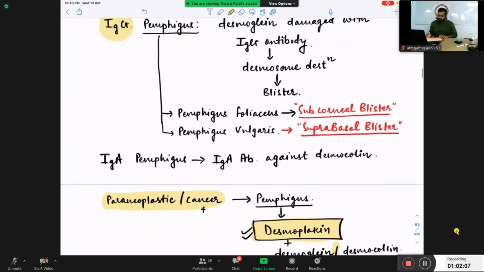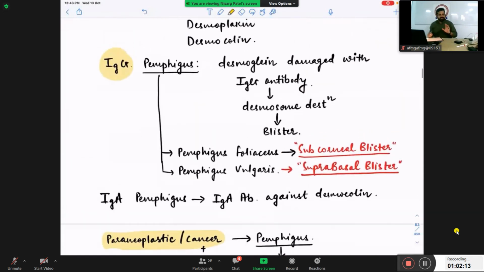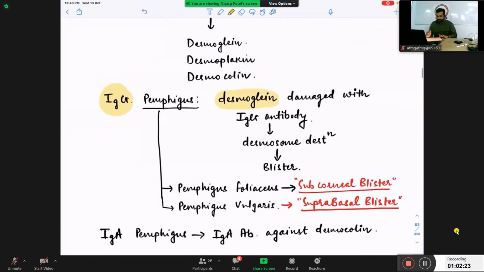The most important is the desmoglein only. From your exam point of view, they will ask you IgG pemphigus, and in IgG pemphigus you remember desmoglein. This is more important. Even if you don't remember the other one, don't worry, but don't forget desmoglein, because this will be asked. They will not write anti-desmosome antibody, but they will write anti-desmoglein antibody. Okay.